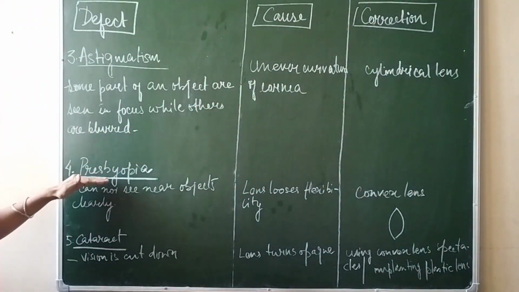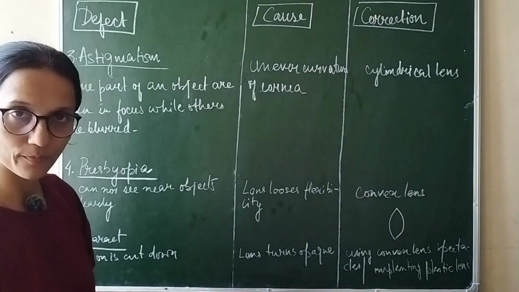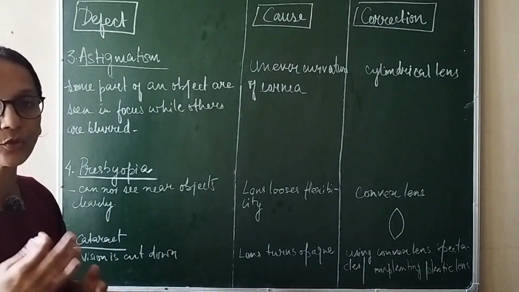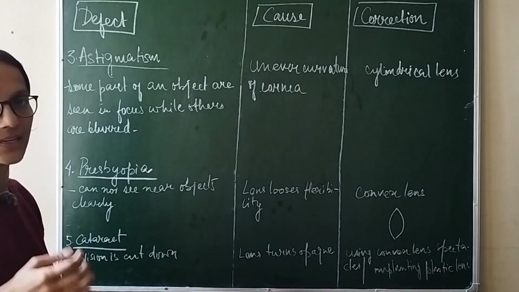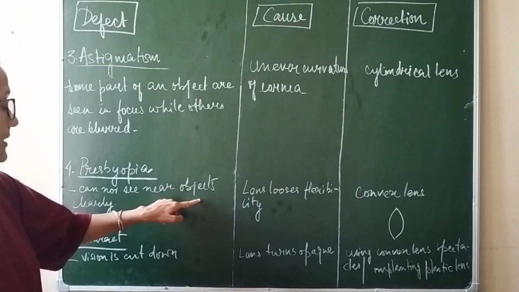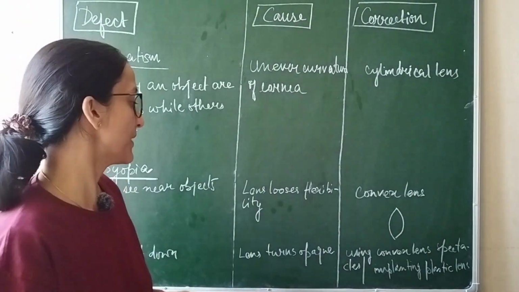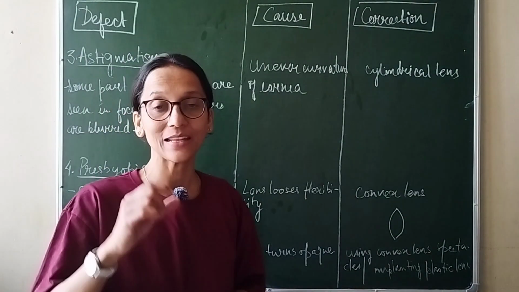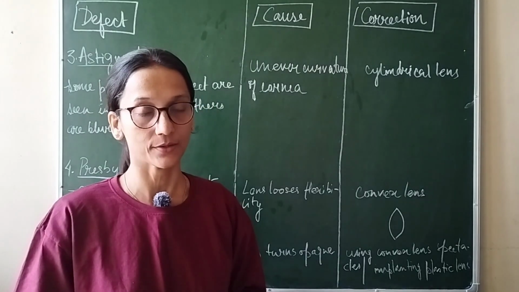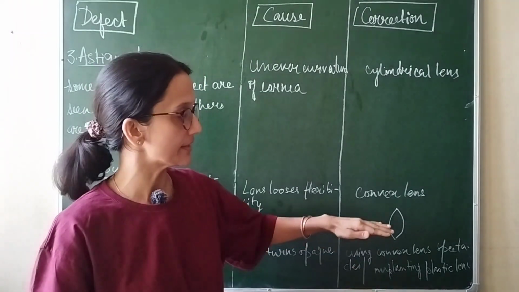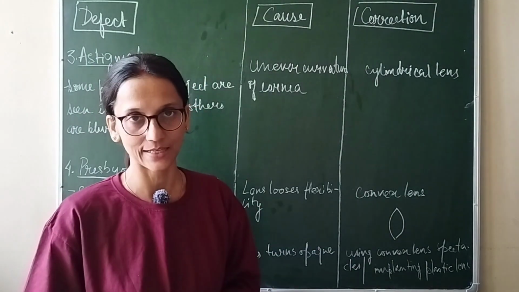The next defect is presbyopia. This is seen in elderly people. It is very similar to the condition where you cannot see near things well. They cannot see the objects which are near clearly. Why does this happen? Because with time the lens loses its flexibility with age. This can be corrected by using a convex lens.